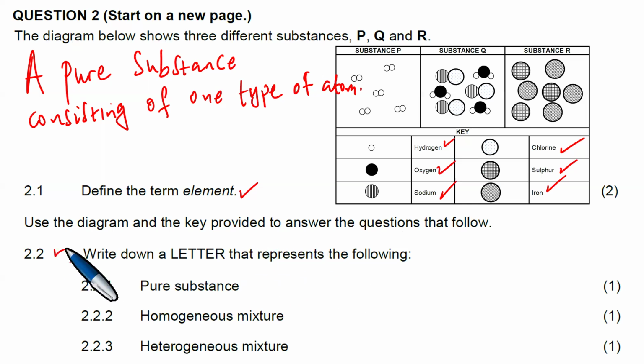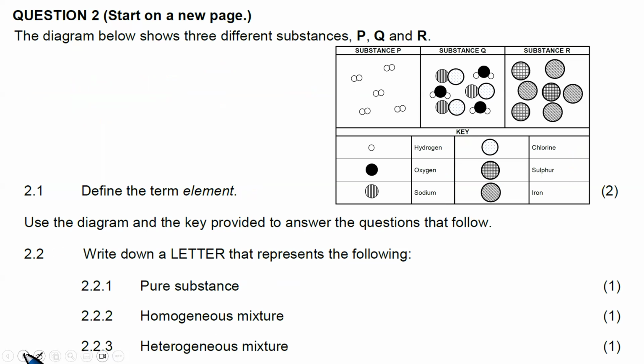Okay, in 2.2, for example, we need to write down a letter that represents the following. Right, so there's something that we call a pure substance. Which letter? Is it the letter P? Substance P, substance Q, substance R?